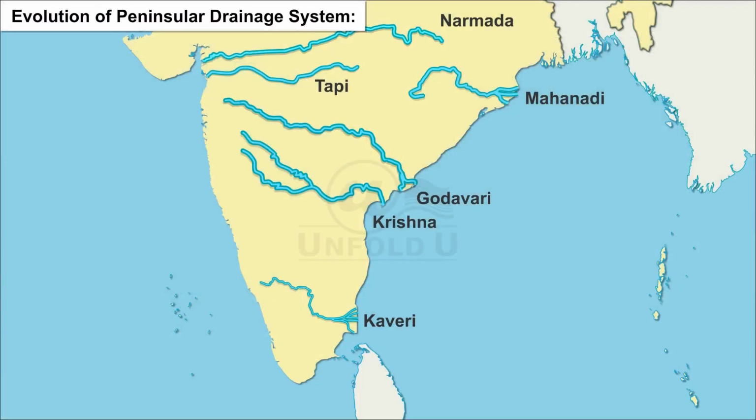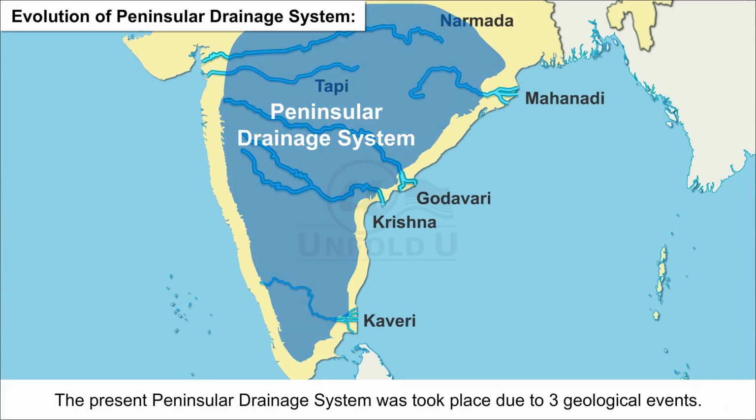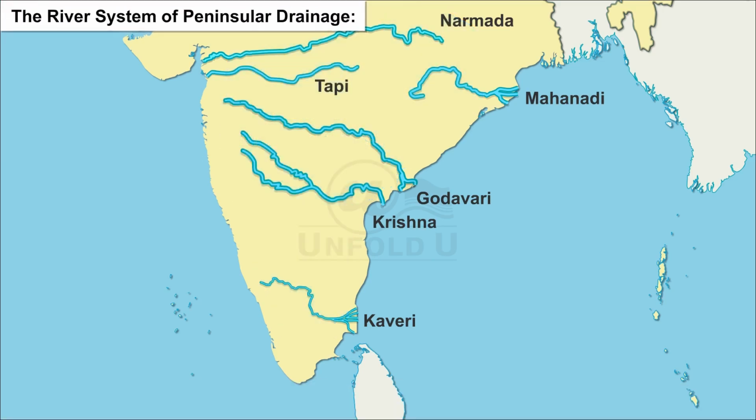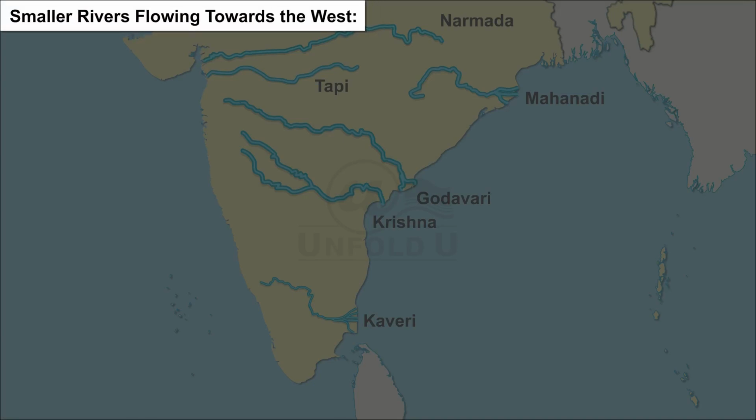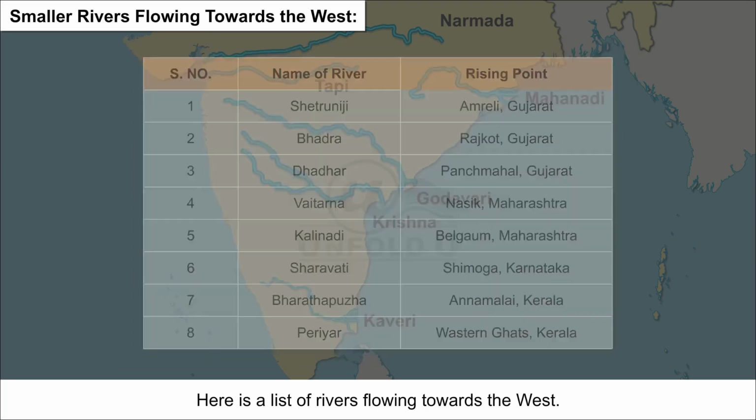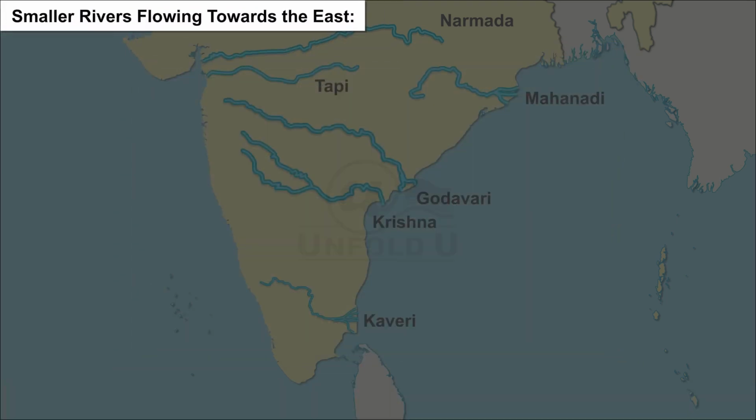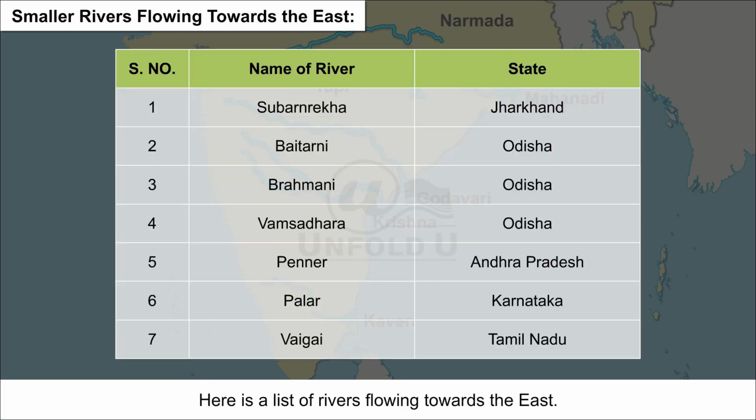Evolution of peninsular drainage system. The present peninsular drainage system took place due to three geological events. The river system of peninsular drainage. Here is a list of rivers with their rising points and lengths. Smaller rivers flowing towards the west. Here is a list of rivers flowing towards the west. Smaller rivers flowing towards the east. Here is a list of rivers flowing towards the east.